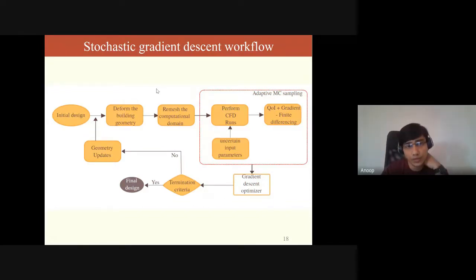So we start with defining the objective function and the geometry. And so we have the initial design. So we deform the building geometry and put it in the computational domain and remesh. And for each of the samples, we perform the CFD runs. And we use a Monte Carlo way to get the statistics of QoI and the gradient. And we give it to the optimizer and get the new design update, and we continue the process.